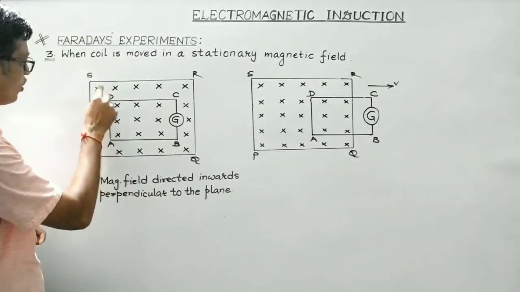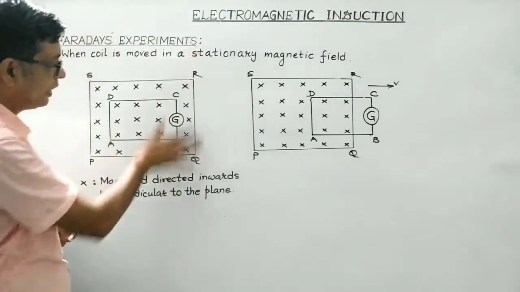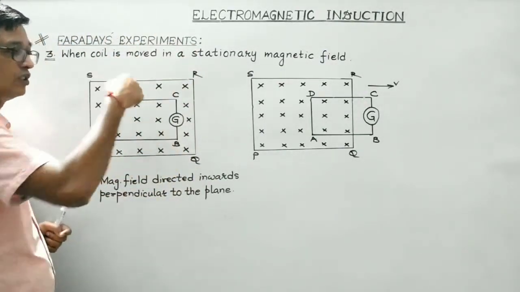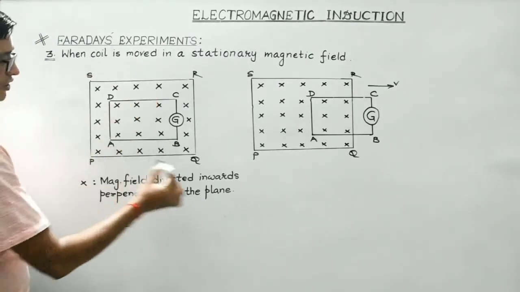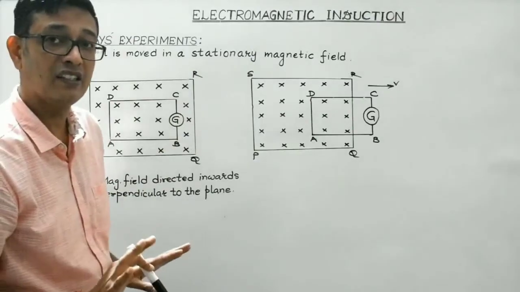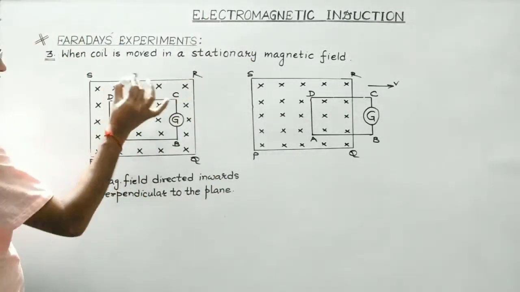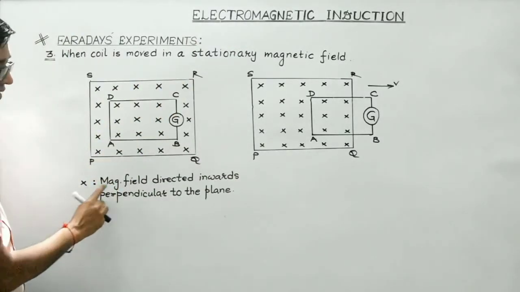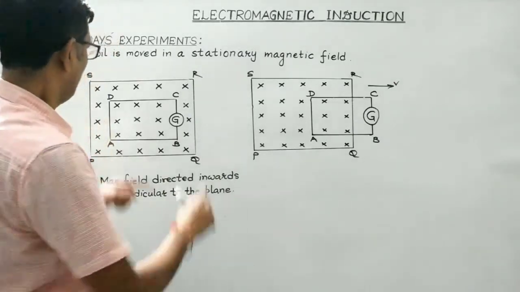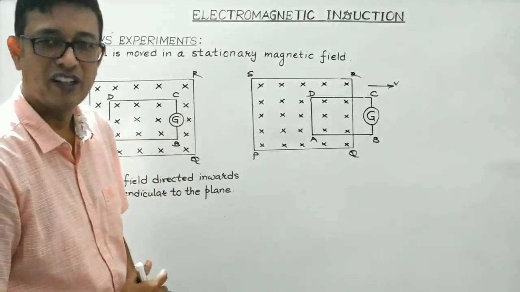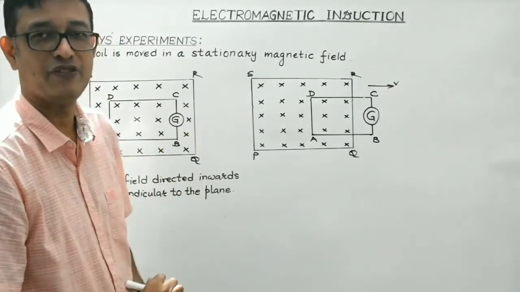And students, this cross symbol indicates the magnetic field is perpendicular to the plane and directed inwards. So in the region PQRS, the magnetic field is directed perpendicular to the plane of the board and directed inwards. Here I have written a cross, meaning the magnetic field is directed inwards and perpendicular to the plane. And this is any coil, ABCD, connected with a galvanometer as shown in the figure.